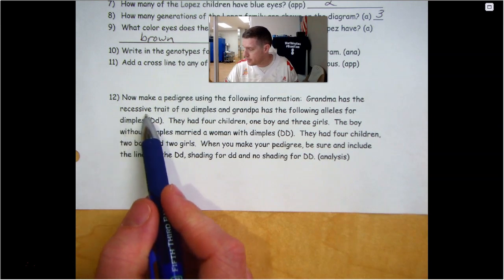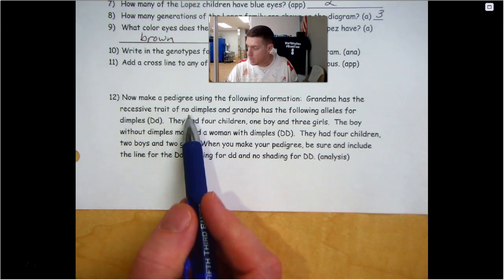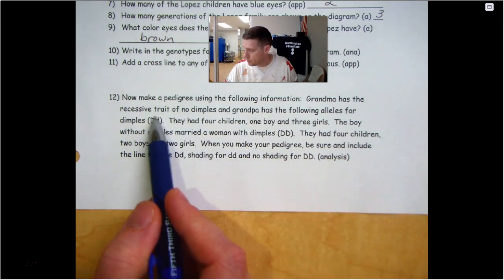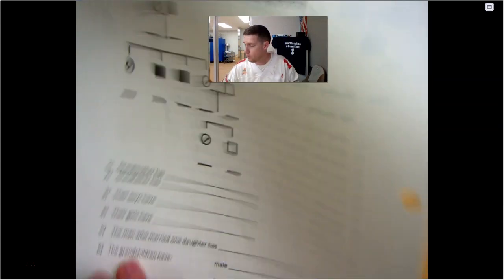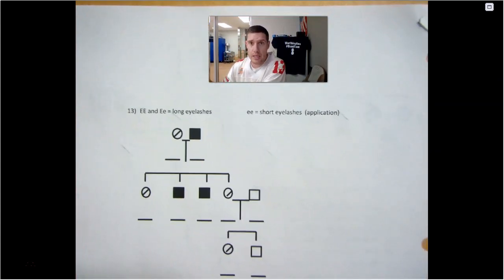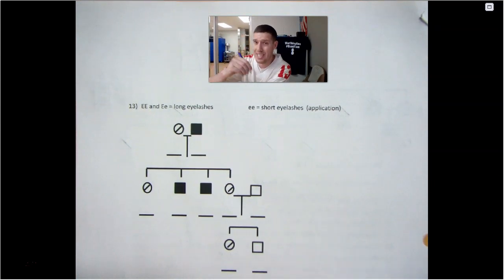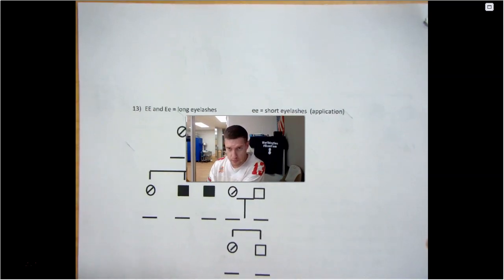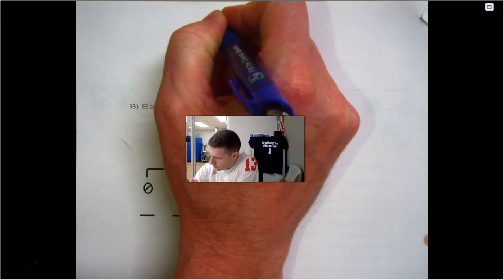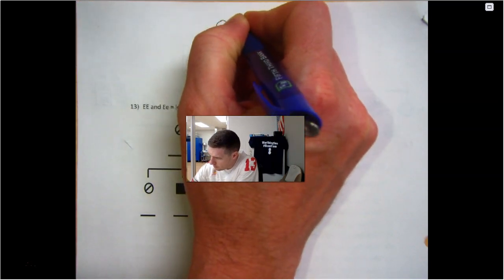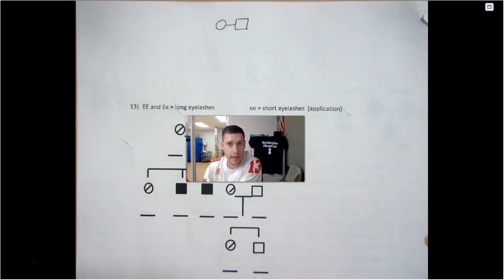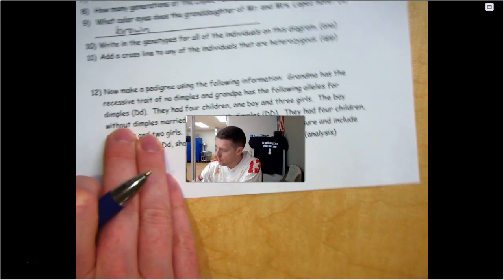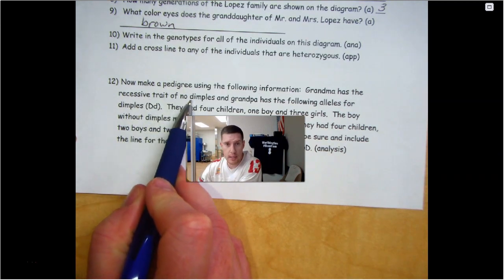Grandma has the recessive trait of no dimples, and Grandpa has heterozygous for dimples. Okay, right away, she is recessive for the trait, which means she's homozygous recessive. So I'm going to move me down here because down here doesn't matter. Okay, so Grandma is married to Grandpa. Okay, we got that part. And it said that she has the recessive trait. Okay, the recessive trait of no dimples.